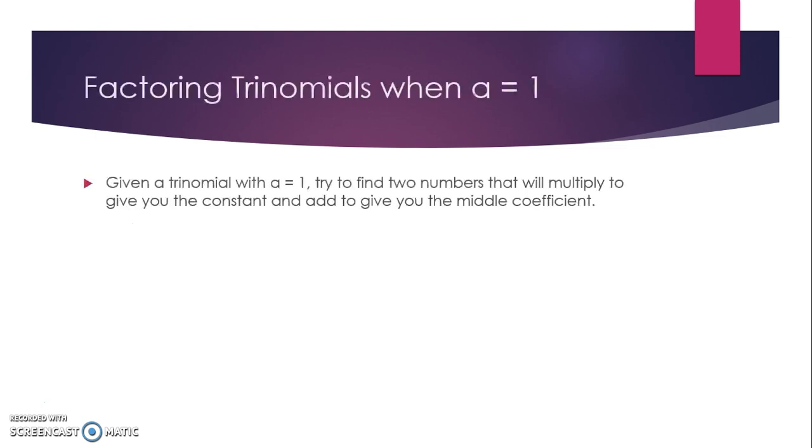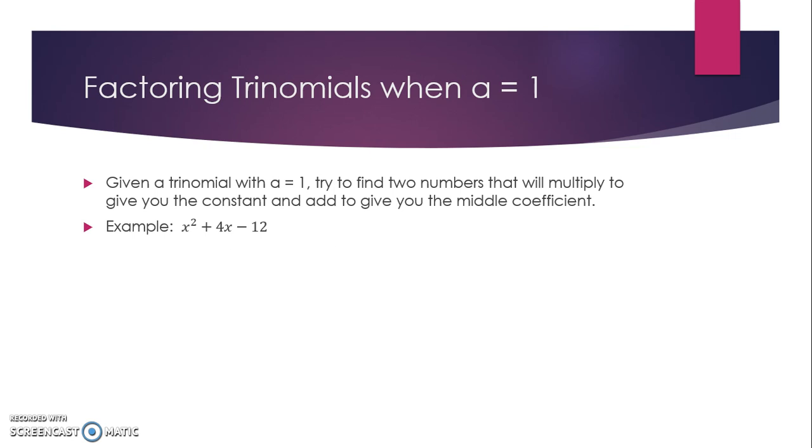So now we're going to factor trinomials when a is equal to 1. When given a trinomial with a equal to 1, you try to find two numbers that will multiply to give you the constant, which is the number at the end, and add to give you the middle coefficient. So here's an example of a trinomial. Tri meaning 3, it has three terms: x squared, 4x, and negative 12 are its three terms.